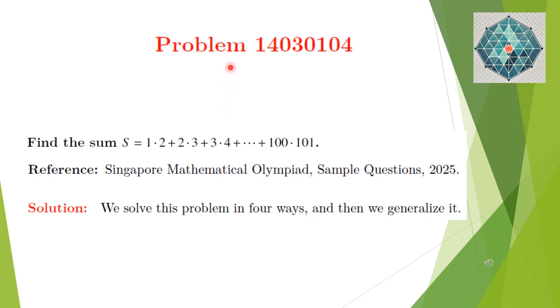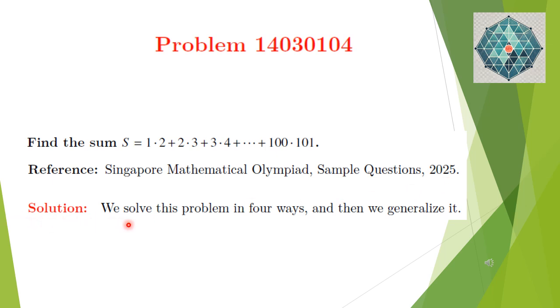Problem 14-030-104. Find the sum S equals 1 times 2 plus 2 times 3 plus 3 times 4, and so on, up to 100 times 101. Reference: Singapore Mathematical Olympiad, Sample Questions, 2025.